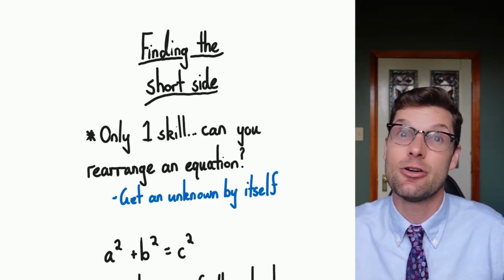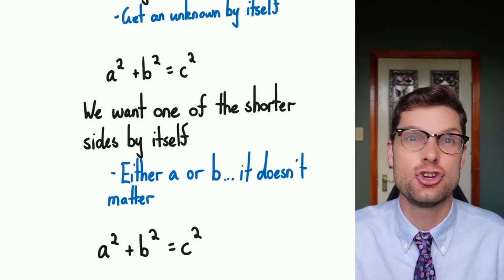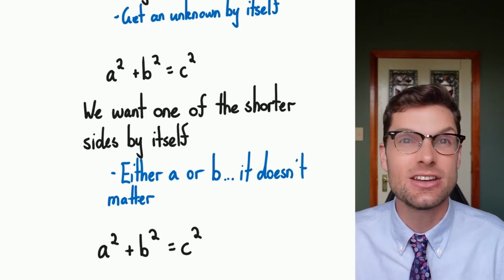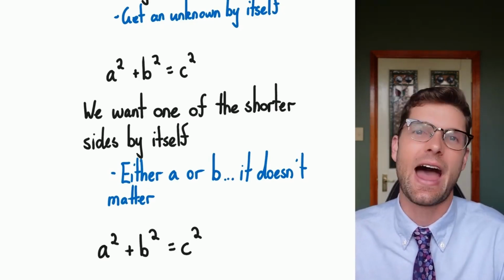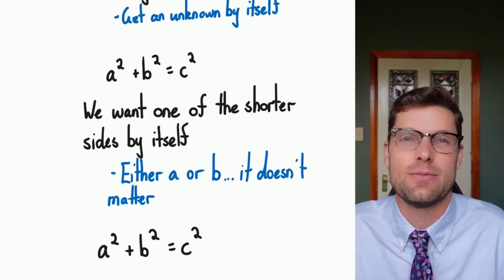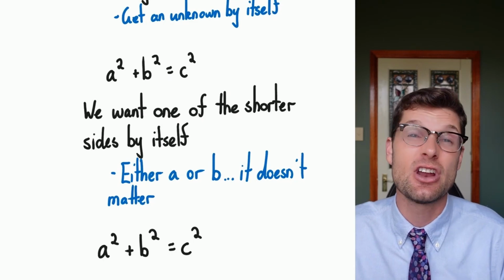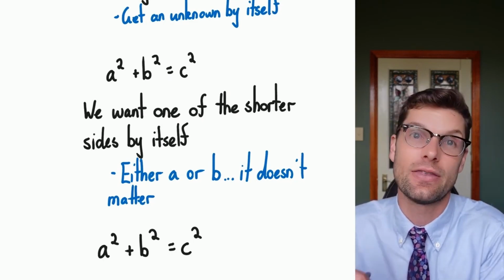So Pythagoras' theorem is that a squared plus b squared is equal to c squared. A and b are the short sides, so we want to get one of those letters by itself. It actually doesn't matter which one. Either one will work. I usually get rid of the a squared, but it doesn't really matter. So when I rearrange this equation, I want to get a squared or b squared onto the other side with c squared.